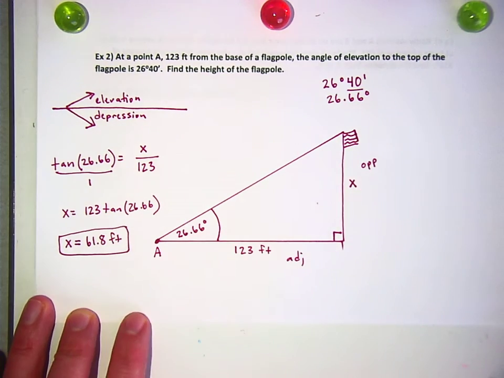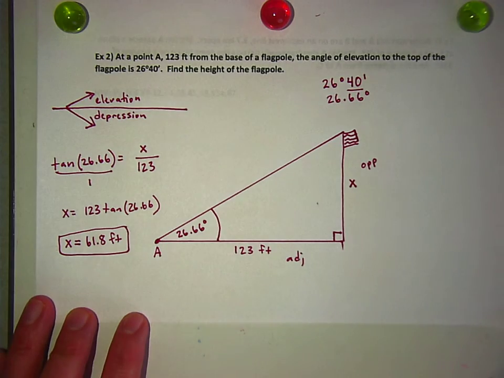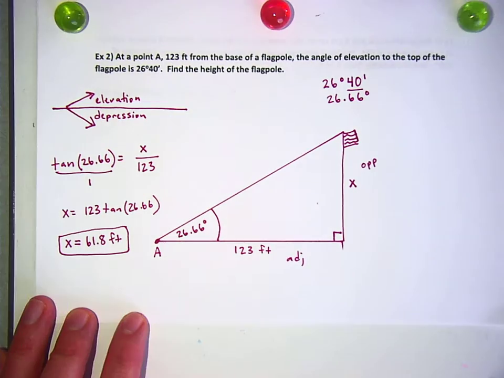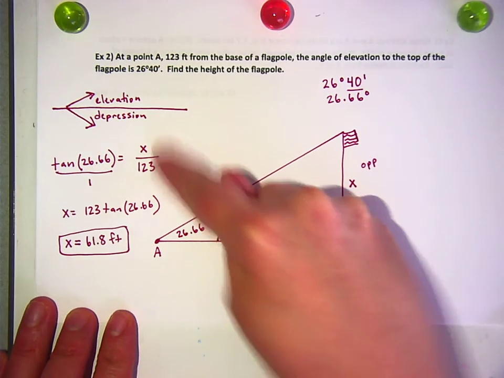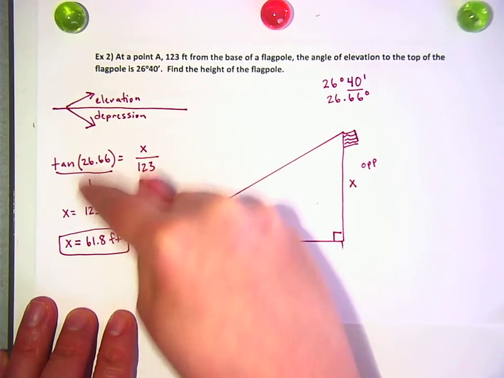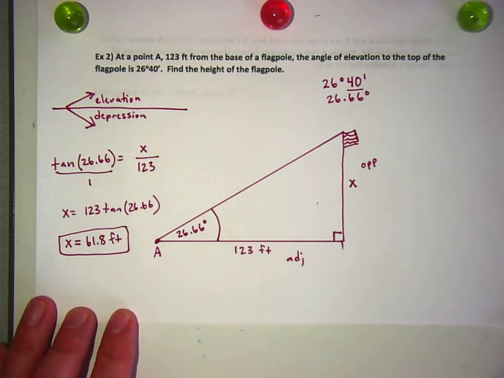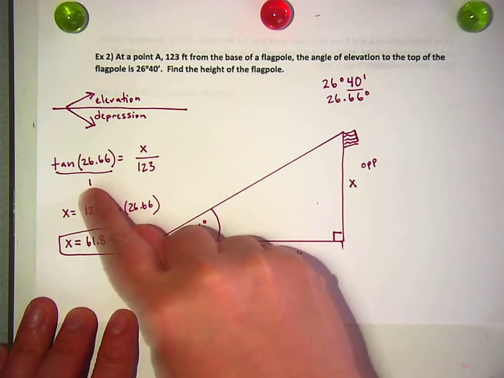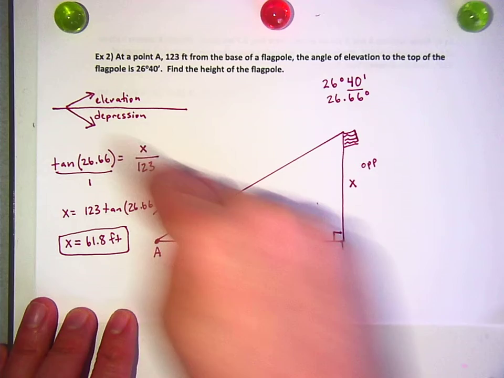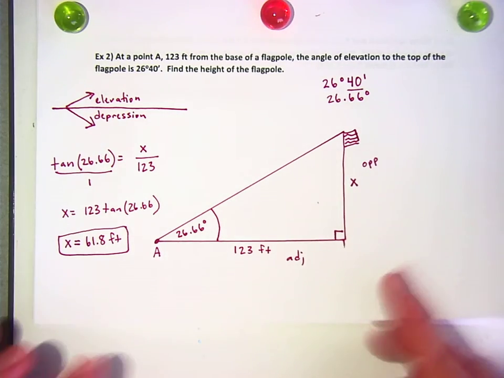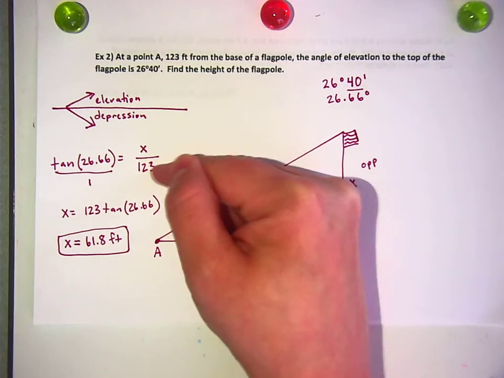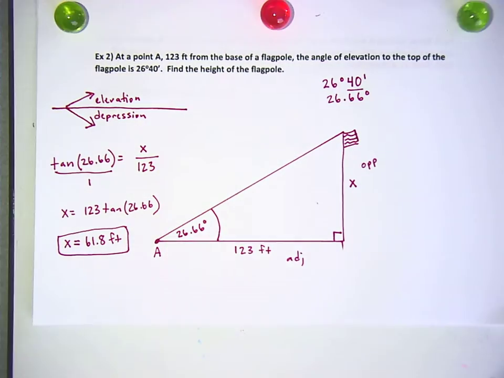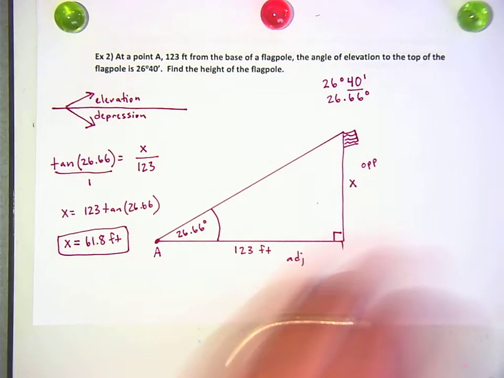When you put tangent 26.66 over 1, what were you doing there? I'm cross multiplying. So tangent is equal to opposite over adjacent, and then I put it over 1 so that I could cross multiply to make it easy. So I'm doing 1 times x, which is x, and then tangent times that. If you're like, well, then just always take the two things multiplied by each other, it doesn't always work that way. If the one you're trying to find is underneath, you're going to have to end up dividing. It's just way easier to set up a proportion and look at it.